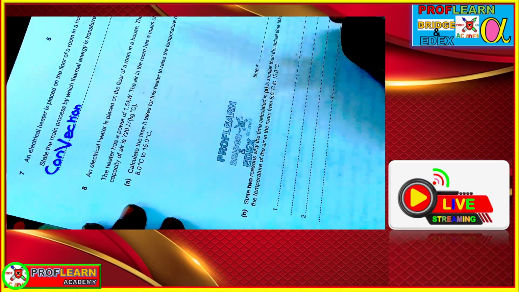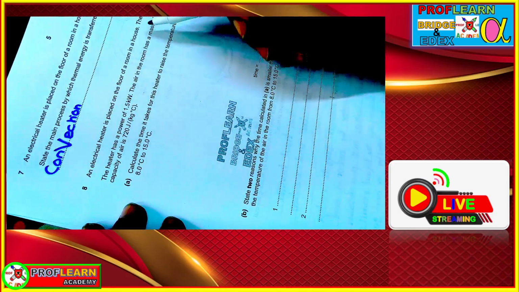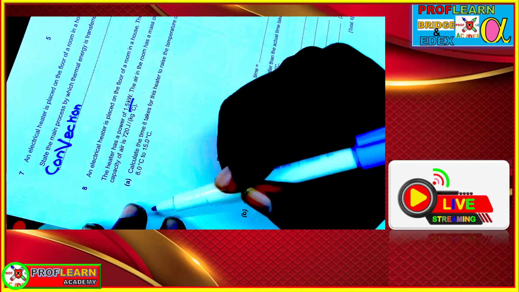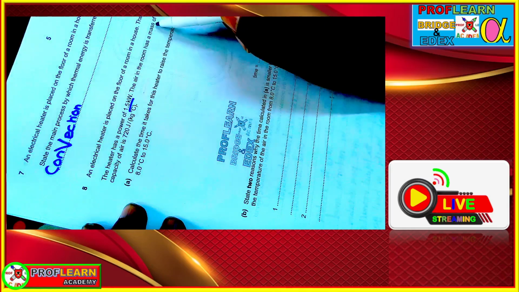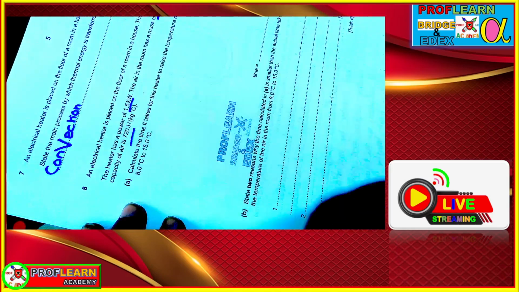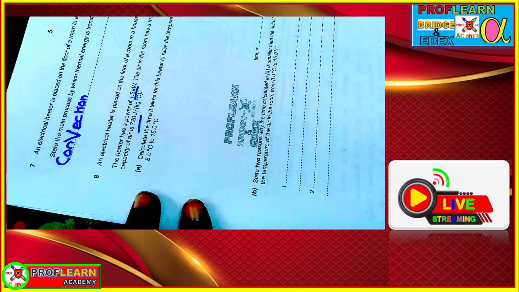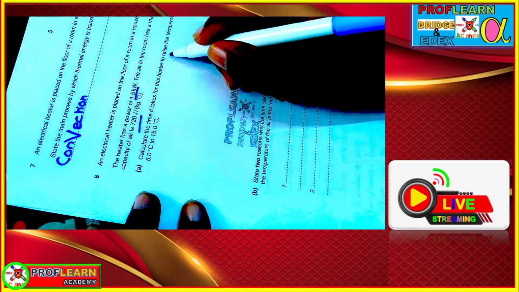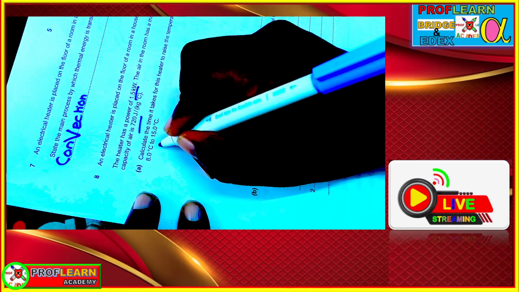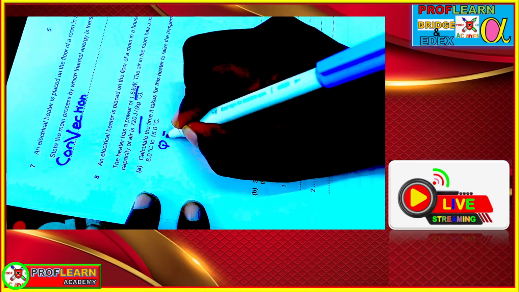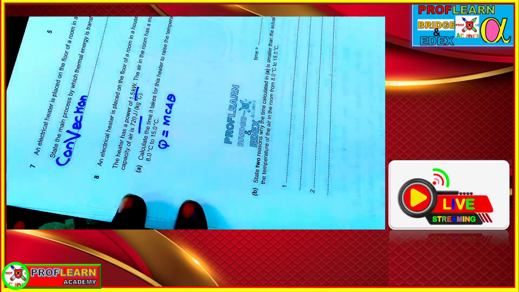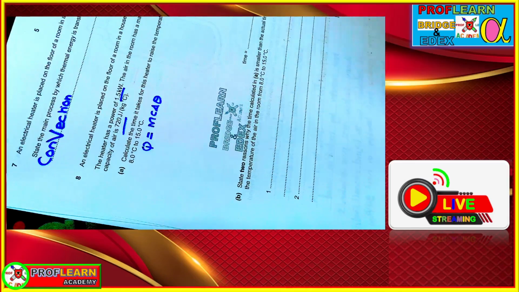Number 8, an electrical heater is placed in the floor of the room and the heater is switched on. The power is 1.5 kilowatts. The air in the room has a mass of 65 kg. The specific heat capacity is 720. Calculate the time taken for this heater to raise the temperature. We know that thermal energy is usually mc change in theta. That is the formula we use to calculate thermal energy.